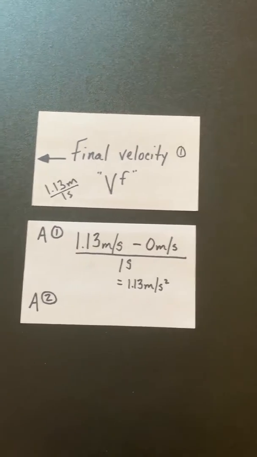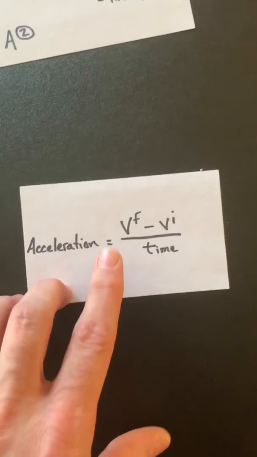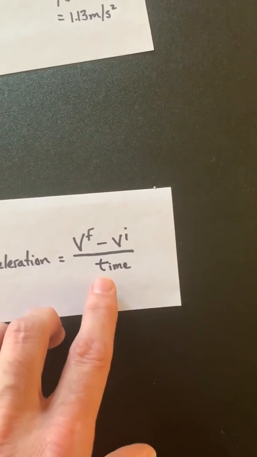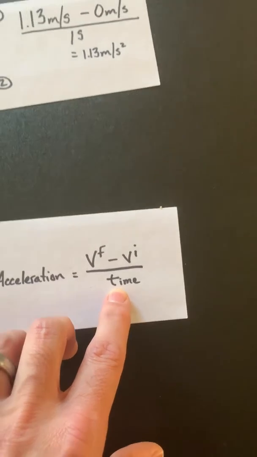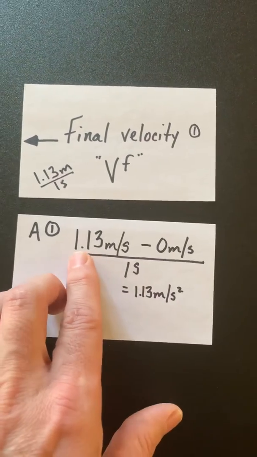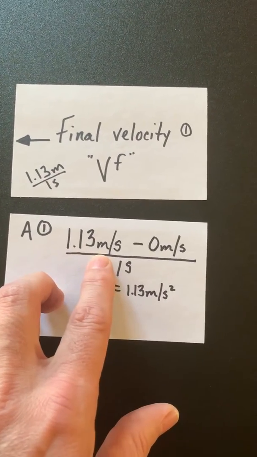So the formula for acceleration is your final velocity minus your initial velocity over time. Okay? The time is 1 second. So right there, I just put 1 second. Here's my final velocity, 1.13 meters per second. That's how far it went to that pen that was down there at the end of the ramp.